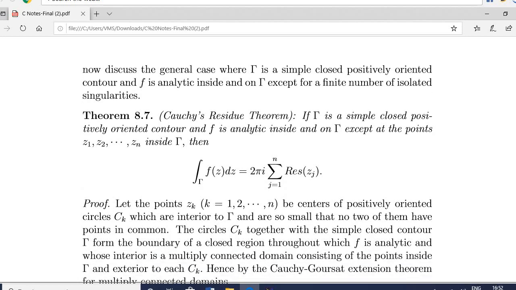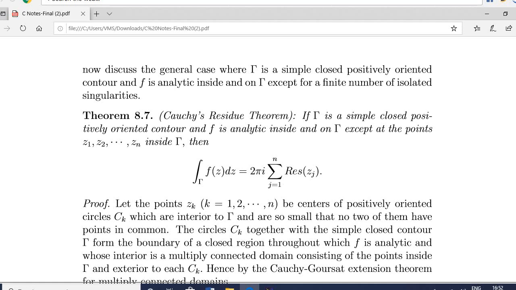Let Zk, with Z1, Z2, ..., Zn, be centers of positively oriented circles Ck which are interior to gamma. So inside gamma you draw circles around these points where f is not analytic. So C1 is a circle around Z1, C2 is a circle around Z2 and so on. Cn is a circle around Zn. And these circles you can draw small enough such that no two of these circles will have a point in common.